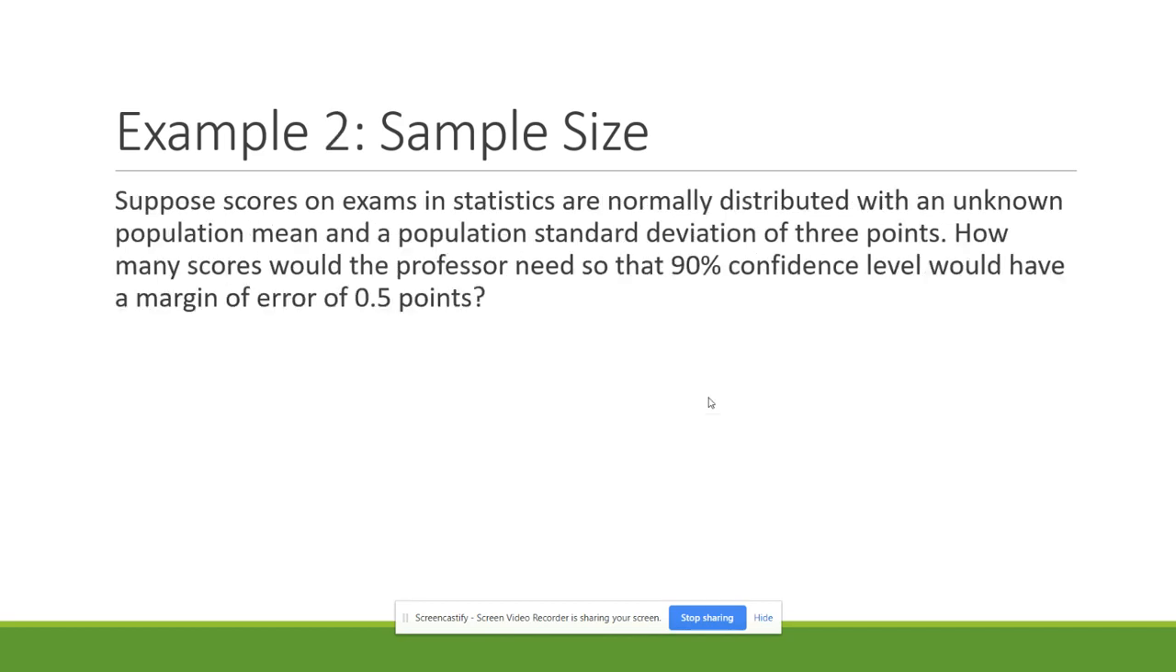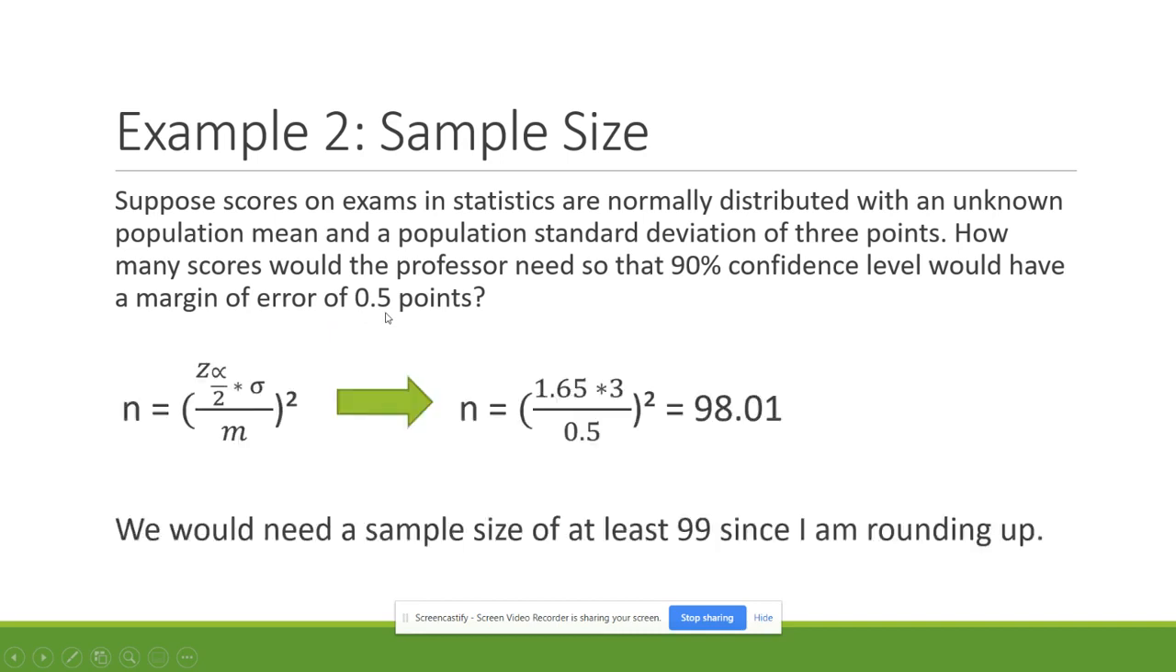All right, so let's do this next one. Suppose scores on an exam in statistics are normally distributed with an unknown population mean and a population standard deviation of 3 points. How many scores would the professor need so that the 90% confidence level would have a margin of error of 0.5 points? All right. I'm not given a lot, but everything I'm given I can use. So I have a population standard deviation of 3 points. I have a confidence level of 90, and I have a margin of error of 0.5. So again, all I have to do is use the formula.